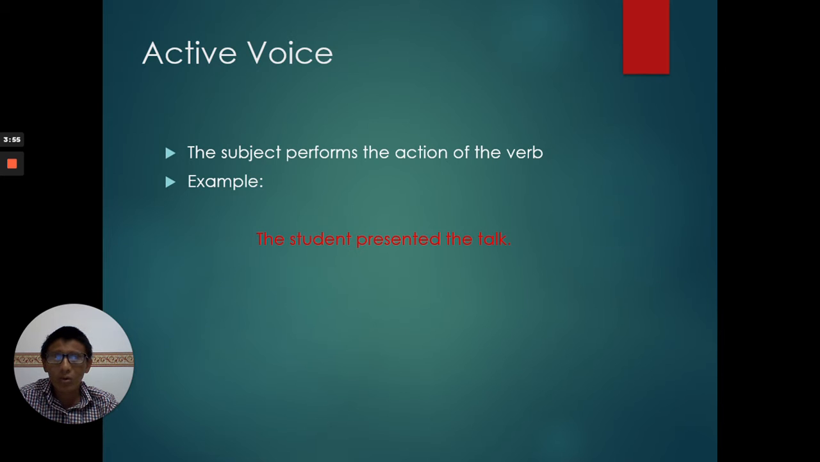If you ask a question by yourself, you say, what did the student present? The student presented the talk. So it means that the talk is the object. And then, what is the student? The student is the subject. What about the presented? Presented is the action or the verb.